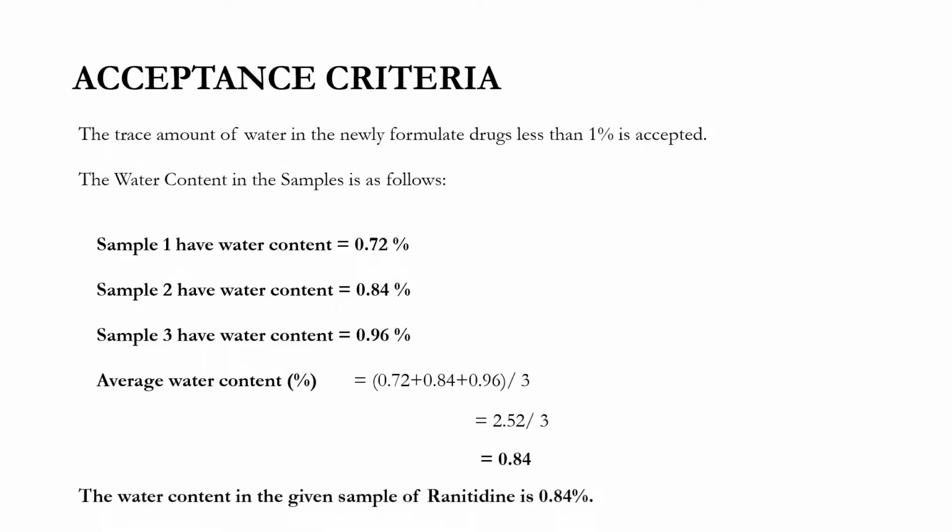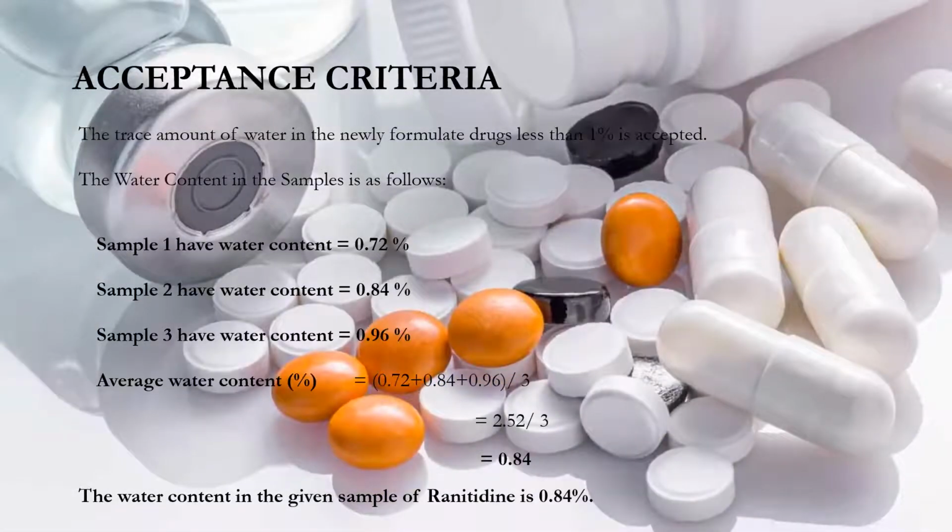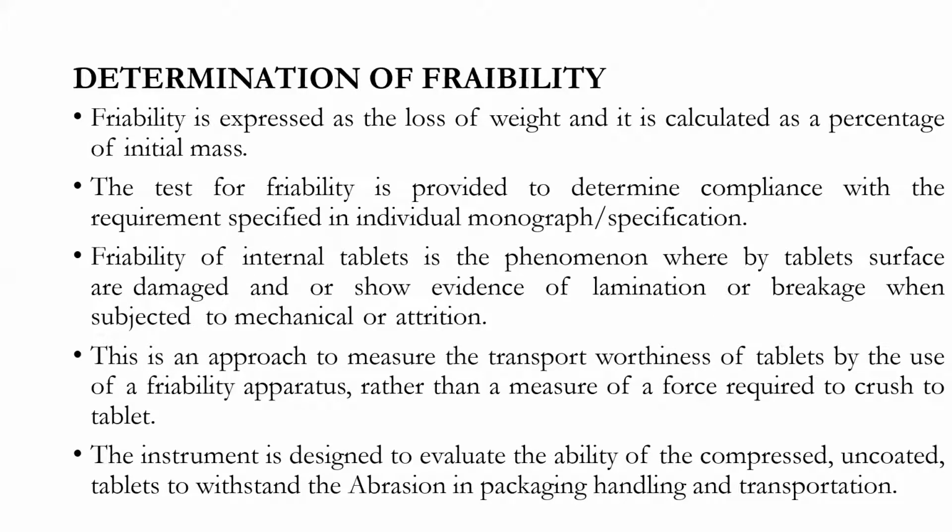So we can go for it. We have tested for ranitidine or ranitidine salt. Ranitidine tablets are accepted on the basis of water content. For friability, it is expressed as a loss of weight, and it should be calculated as a percentage of initial mass.